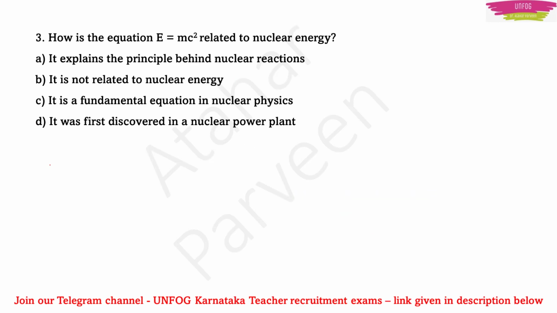Next question. How is the equation E is equal to mc square related to nuclear energy? Option A, it explains the principle behind nuclear reactions. Option B, it is not related to nuclear energy. Option C, it is a fundamental equation in nuclear physics. Option D, it was first discovered in a nuclear power plant. So which one is the correct statement related to E is equal to mc square and nuclear energy?